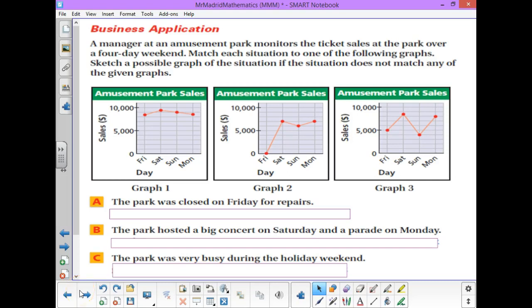Hey guys, welcome back. We're starting a brand new chapter. It's chapter 9, and today we're looking at 9.1, multiple representations of functions.